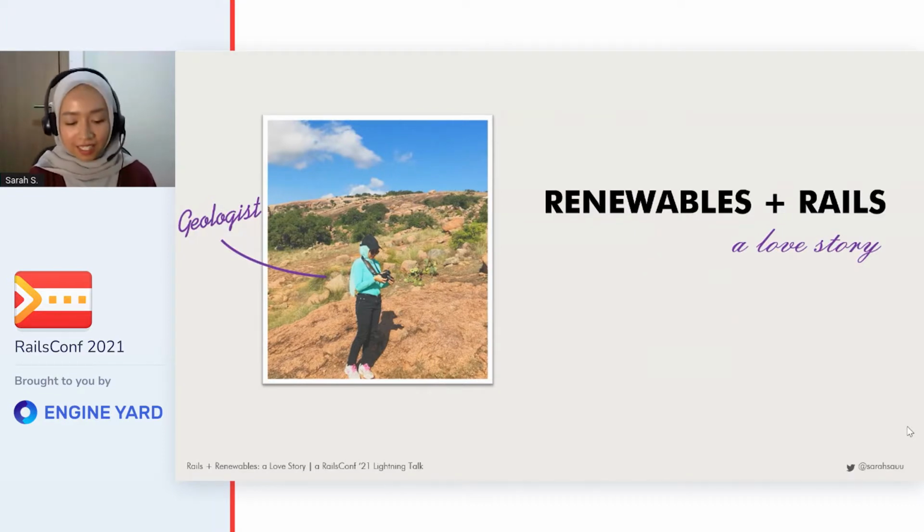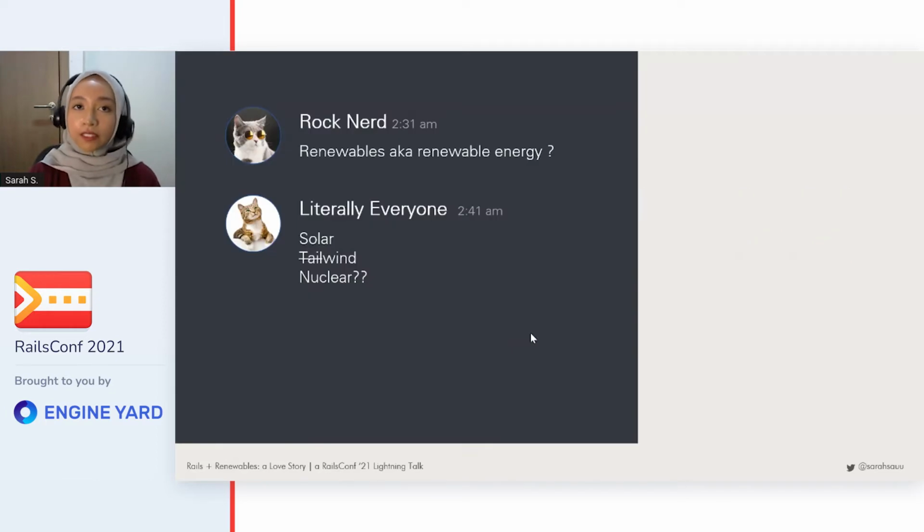I'm a geologist, and today I'd like to talk to you about my passion in renewable energy and how it led me to fall in love with Ruby and Rails. So, if you hear the term renewable energy, I bet what you think about is solar, wind, maybe nuclear, or biomass or hydro.